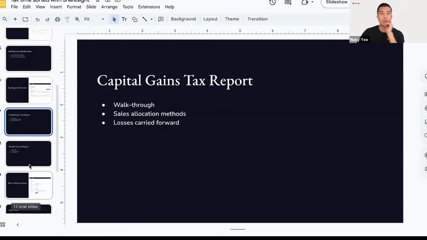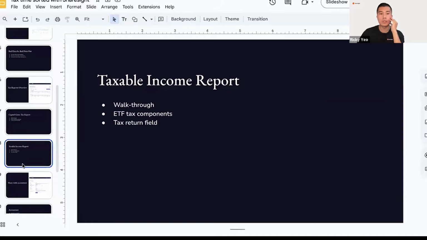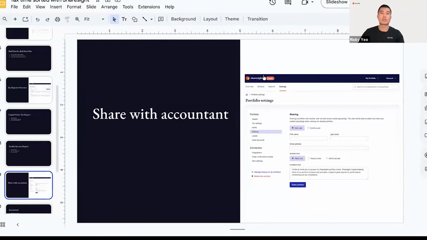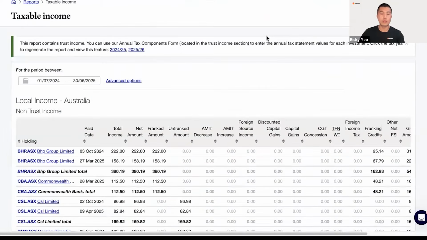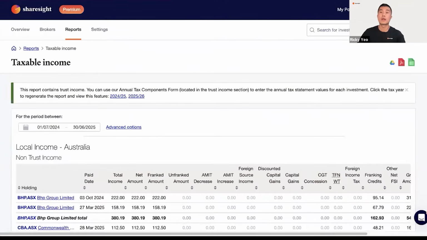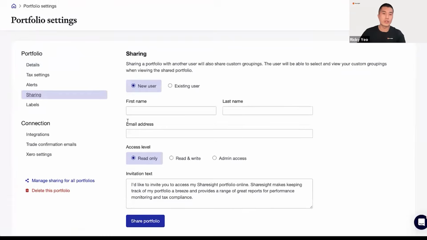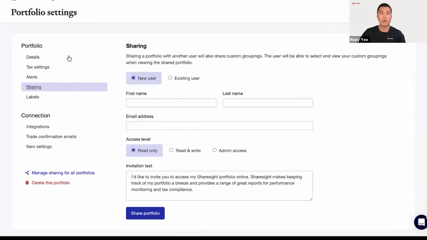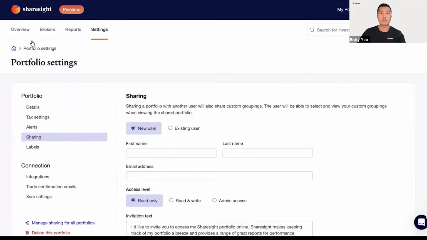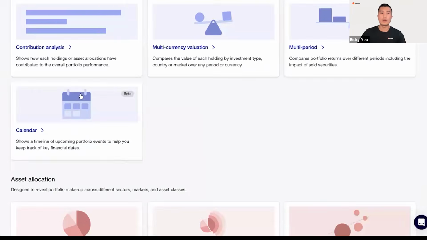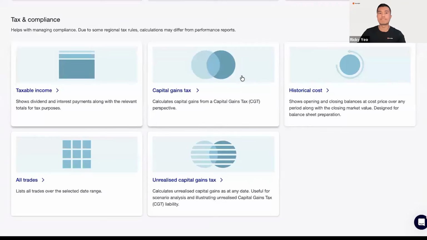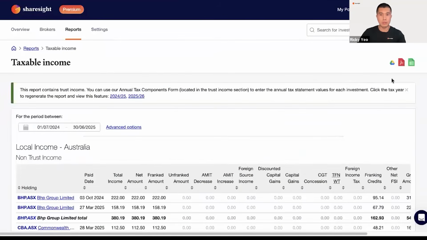So that's kind of it for the taxable income reports. And the last thing is just sharing with your accountant. If you are not doing your own tax return, you can share with your accountant. There's a setting here where you can share it with them. So there's two ways you can do it. One is you can share it with them over here, or the other way is you can just run the report, download the report either in Excel or PDF, and then share it with your accountant.